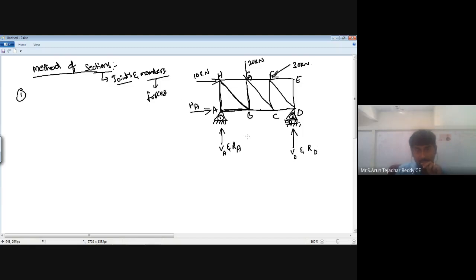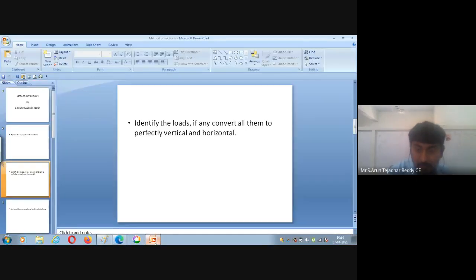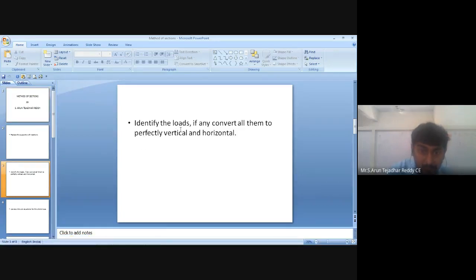Here how many reactions are available now totally? Horizontal reaction, next vertical reaction of point A, vertical reaction of point D. So the first step meaning is calculate the support reactions HA, VA, VD. Next, identify the loads, if any, convert all of them to perfectly vertical and horizontal.